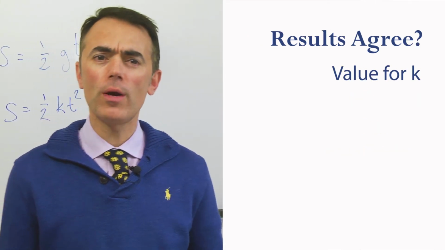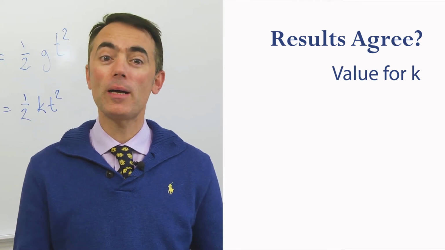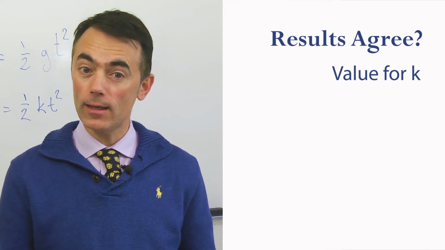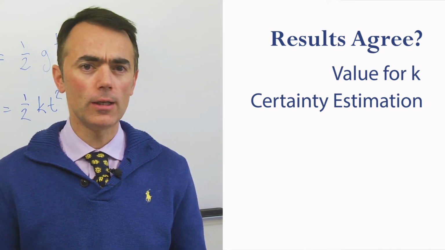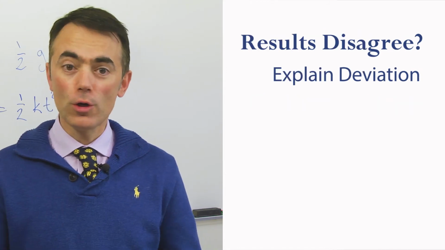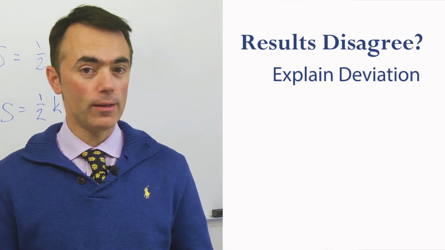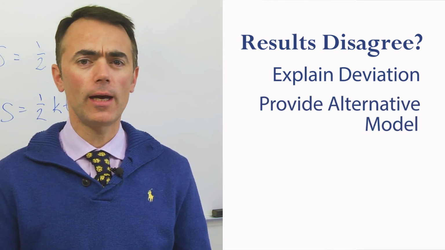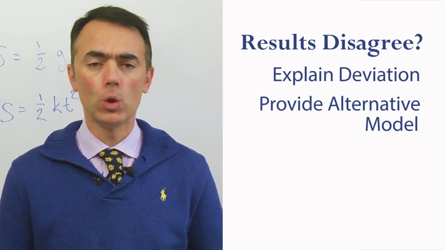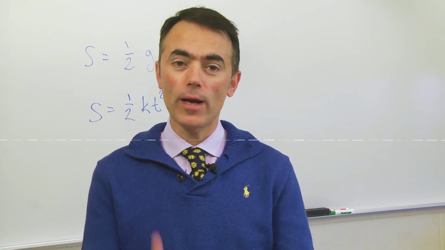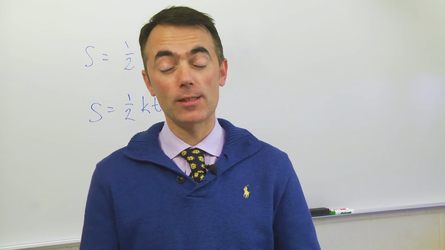If your results agree with the proposed theory, your paper must include the value for k which you determined, including an estimation of uncertainty in your value of k. If your results do not agree with the theory, explain how they deviate and include an alternative model for the behavior of falling cotton balls. And don't forget to write down everything you do, and may the science be with you.